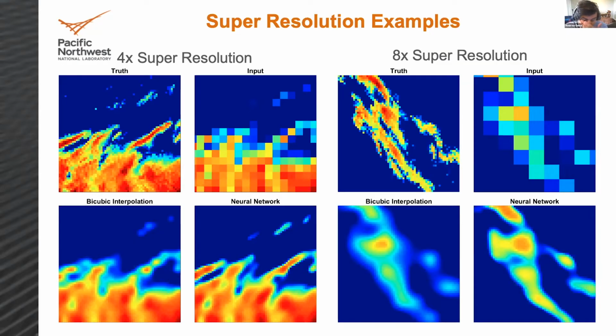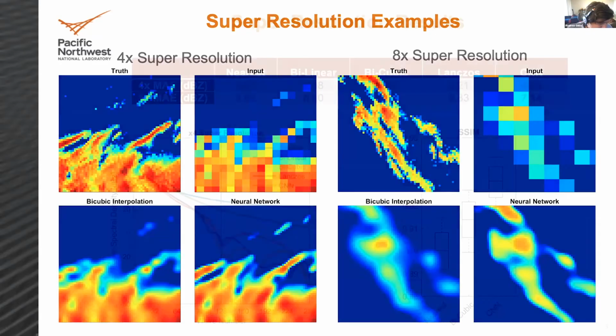And you can see just qualitatively looking at these examples, the neural network is pretty significantly outperforming the bicubic interpolation in terms of producing high quality output. So for the 4x case, you can see here the neural network does a very good job of preserving these tendril-like structures in the precipitation data when compared to the bicubic interpolation scheme.